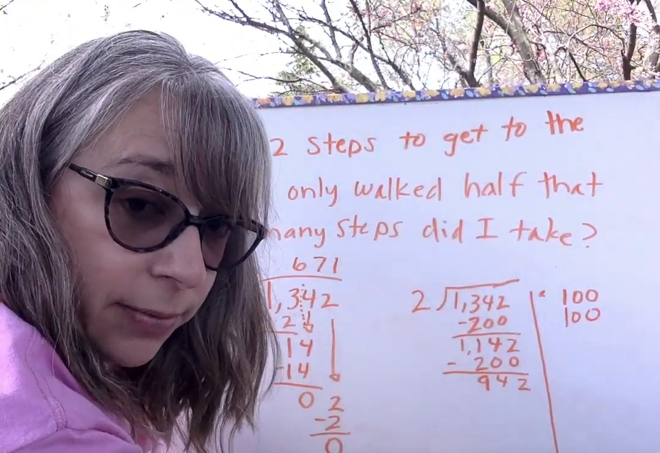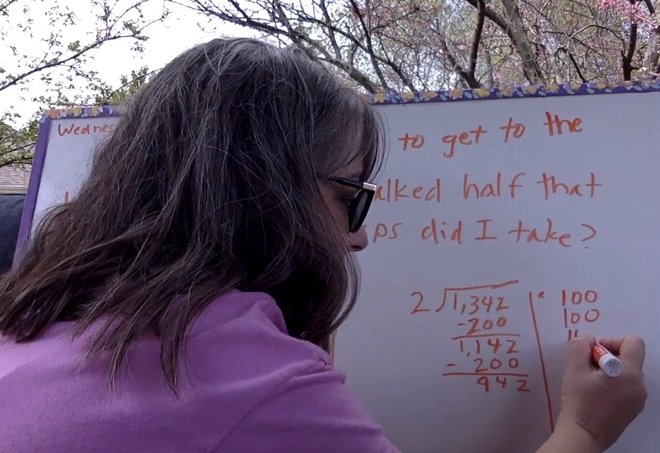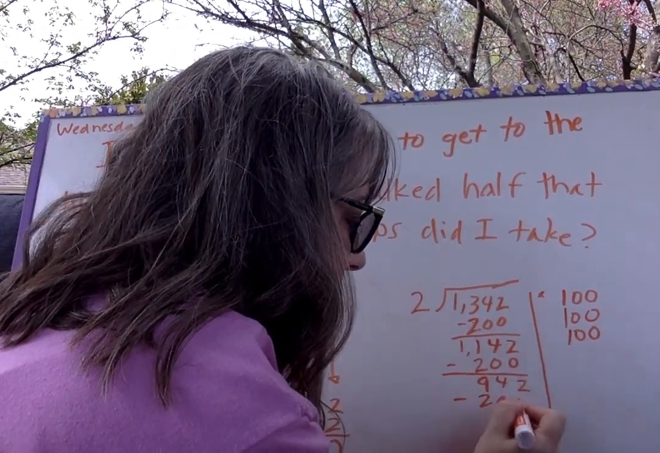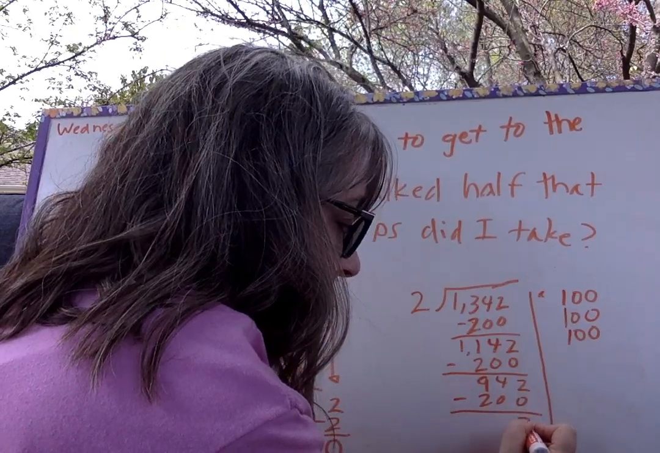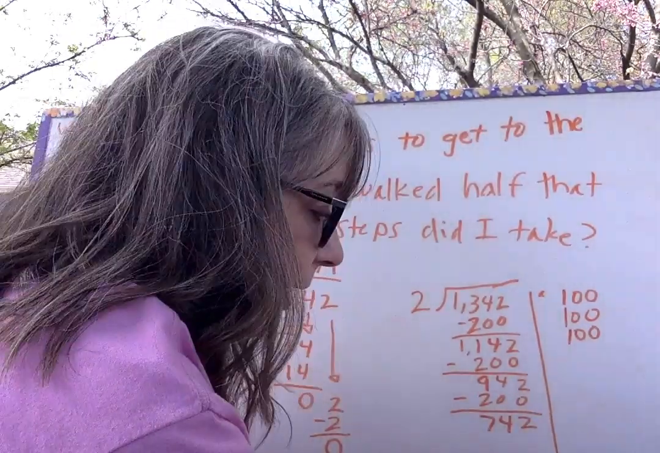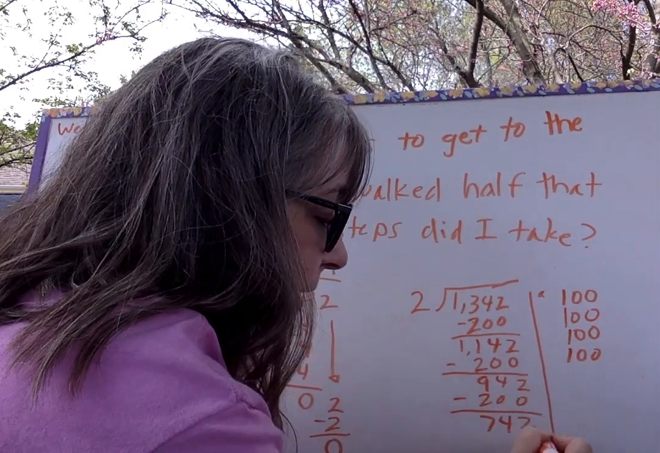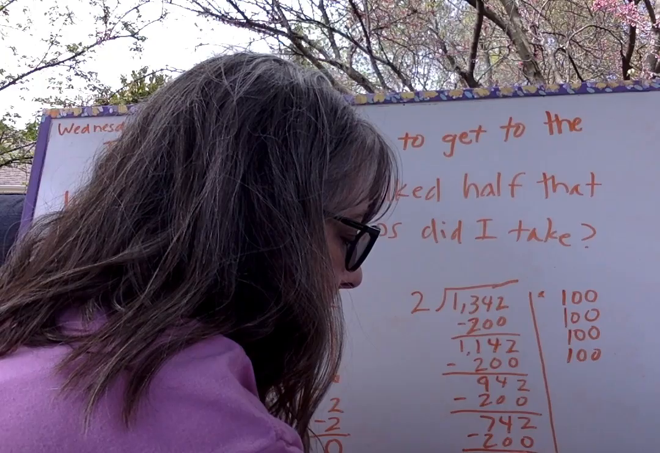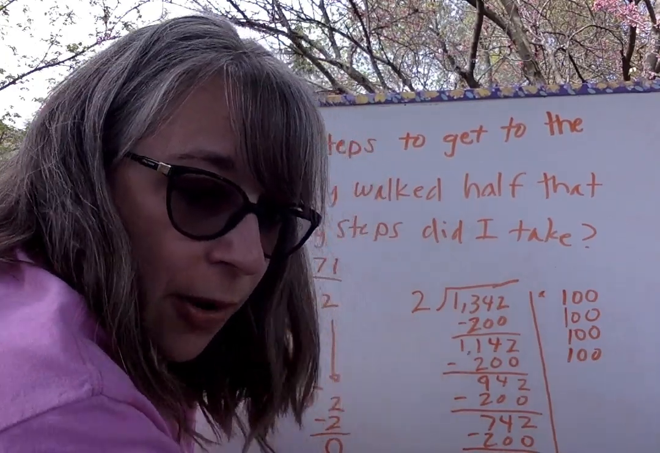Can we do another 100? Sure thing. Let's do another 100. Minus 200. So again, that's 2, 4, and 9 minus 2 is 7. Okay, can we do another 100? Yeah, we would still get 200 out of there. So let's do 200. Yep, now we're down to 500.